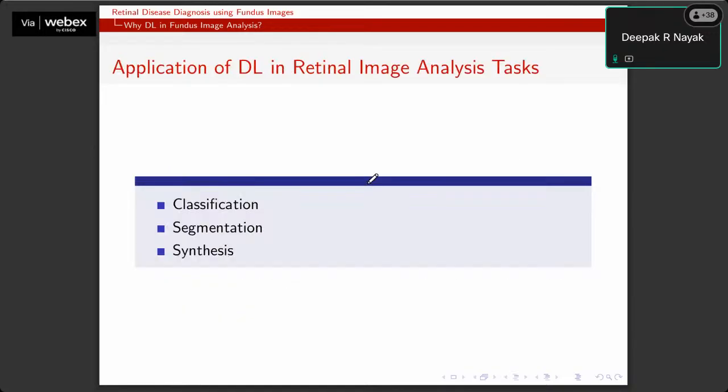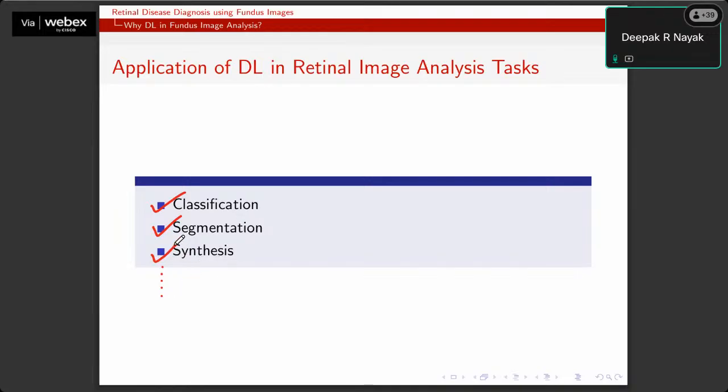So these are actually the three problem statements which have been extensively solved by researchers over the years using deep learning algorithms. One is the classification of the retinal disease. One is the segmentation of the regions, which are very important for analyzing the retinal disease. The third one is synthesis. There are also a couple of others, but these three are very popular.